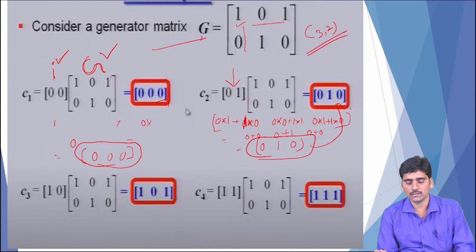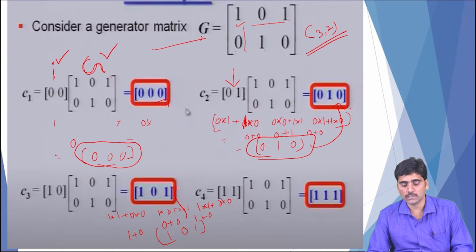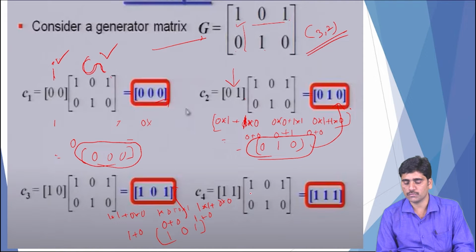And similarly for the C3 also. So 1 into 1 plus 0 into 0, 1 into 0 plus 0 into 1, 1 into 1 plus 0 into 0. So what will you get? 1 plus 0, here 0 plus 0, here 1 plus 0. So in total you will get 1, 0, 1. This is the third one, C3, the code generated from the generator matrix. And similarly for C4 also.